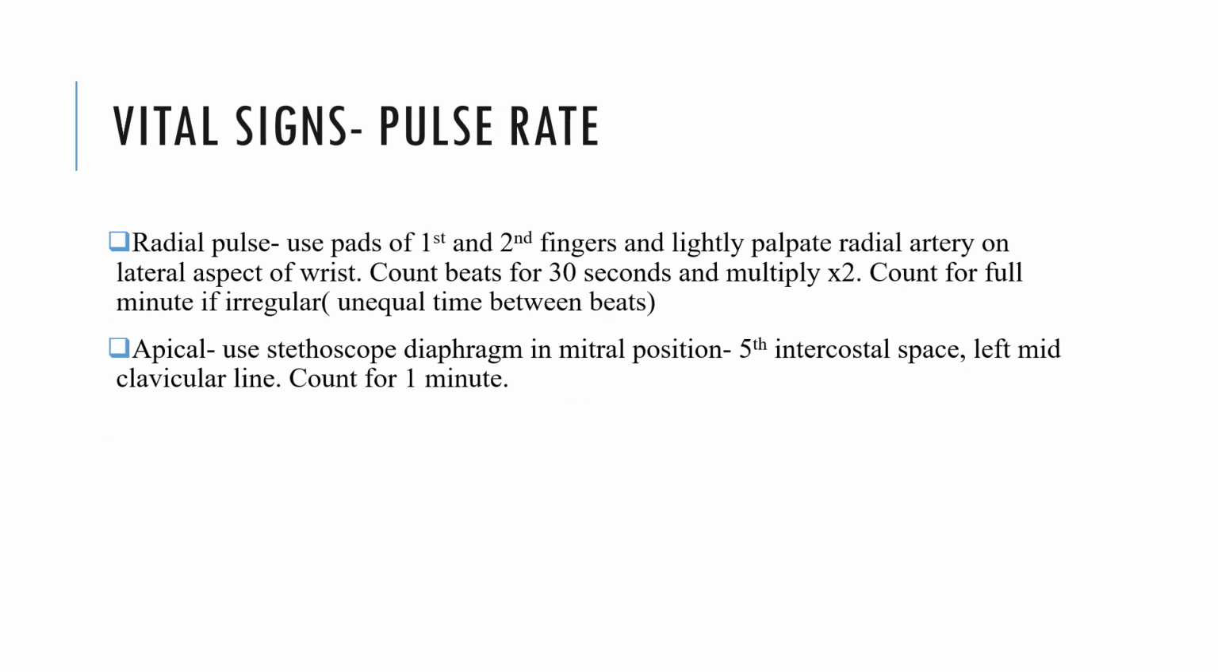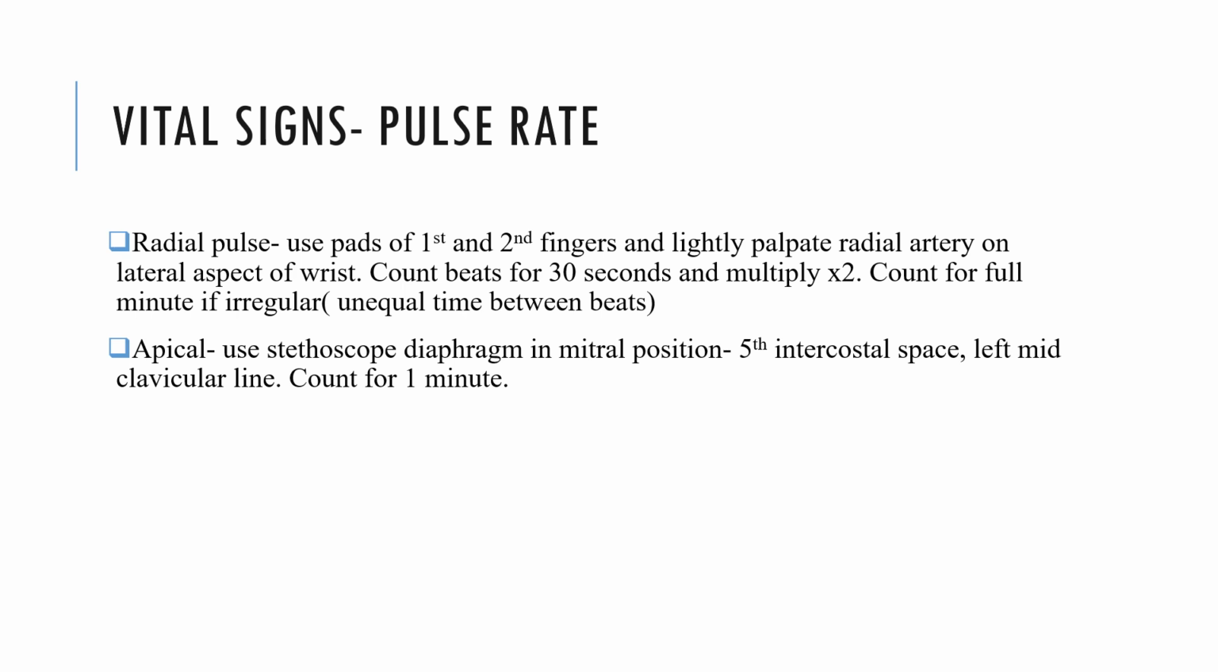So let's start with the pulse rate, how we assess the pulse rate. So we talked about the radial pulse, and that is typically the most common when you're assessing. So your radial pulse, you're going to use the pads of your first and second fingers. You're going to lightly palpate that radial artery on the lateral aspect of the wrist.